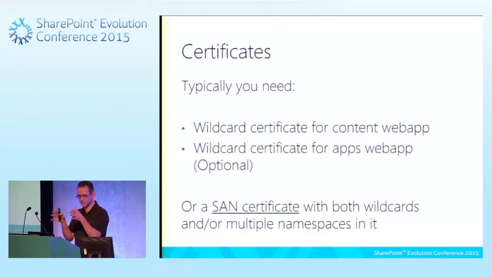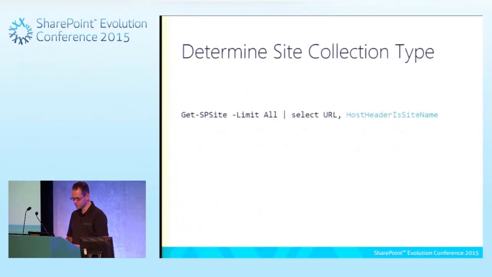So try to adhere to a naming standard and try to use the same basic domain, the base domain namespace, for all your site collections. That makes your life a lot easier. It's possible to do it other ways, but that's one big mess, I guess. Okay, so if you want to know if a site collection is a hostname site collection, this is the property that you can use. Host header is site name.